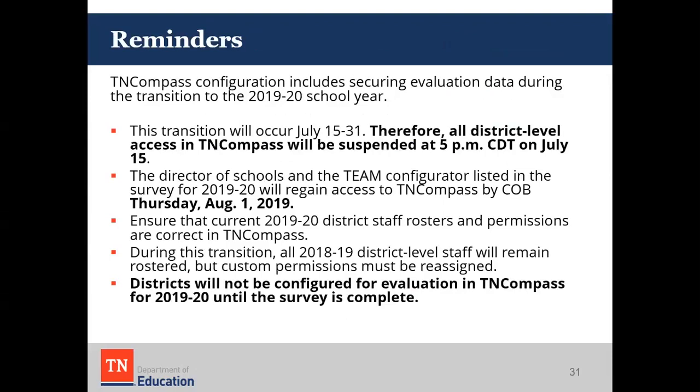And again, this survey is the basis for configuring TN Compass, so we will not be able to configure any district in TN Compass until we get the survey information. And again, that deadline is June 17th.